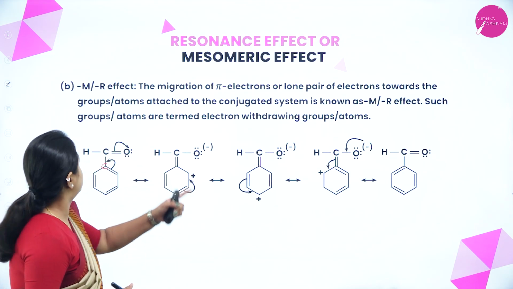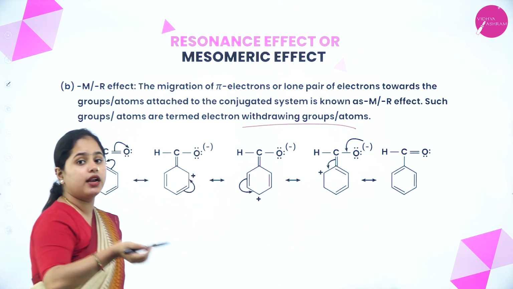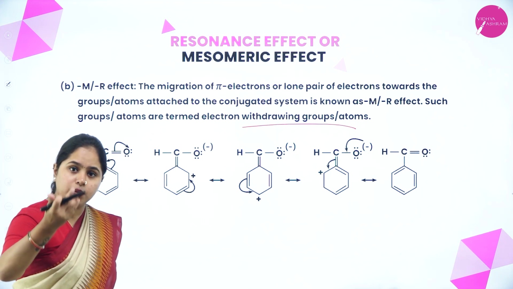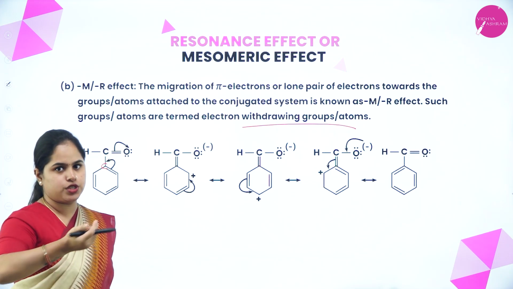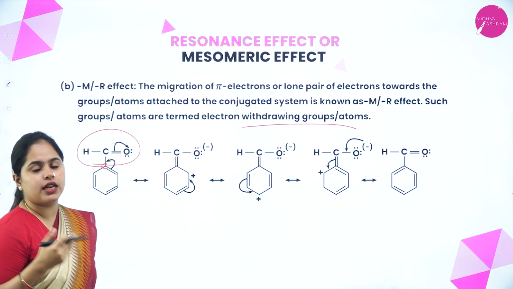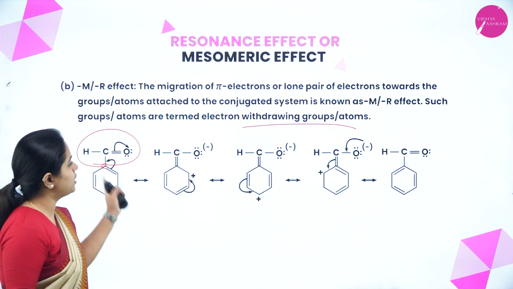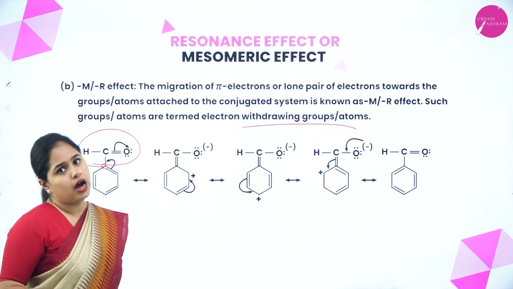Okay, so such groups or atoms are termed as electron withdrawing groups. Why are they electron withdrawing groups? They are taking up the electrons from the conjugated system towards itself. So the group which is attached onto the benzene ring will take up the electrons. So they are called as electron withdrawing groups, and this effect is known as minus R effect.